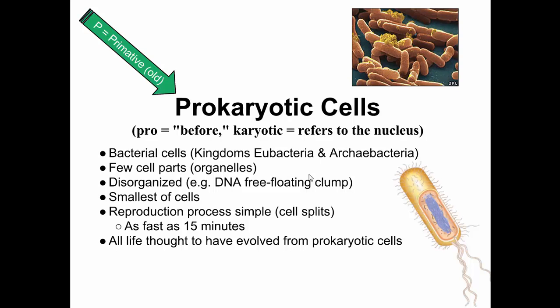Reproduction in these cells is a simple process. The cell splits. It can happen as quickly as 15 minutes. And some people think that all life evolved from prokaryotic cells. That's one theory.